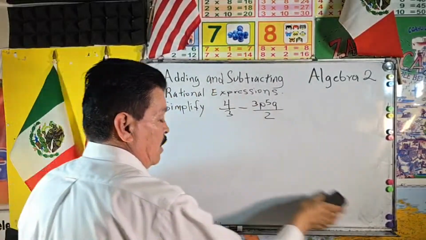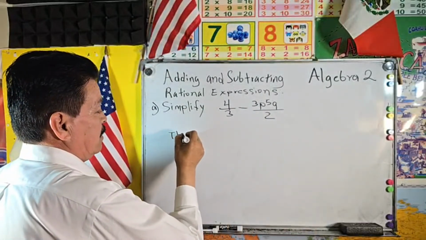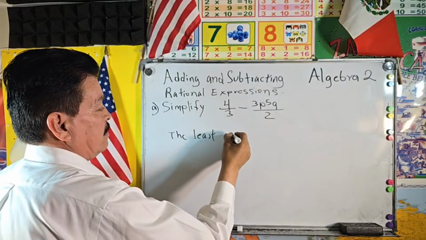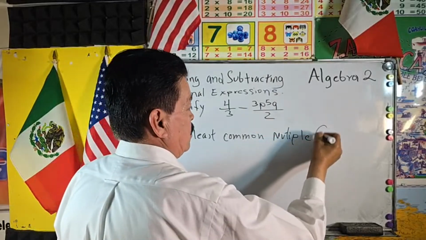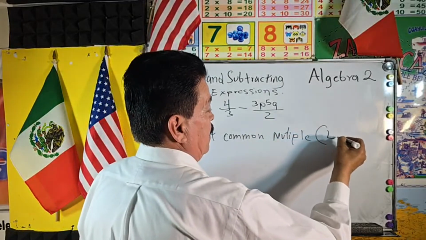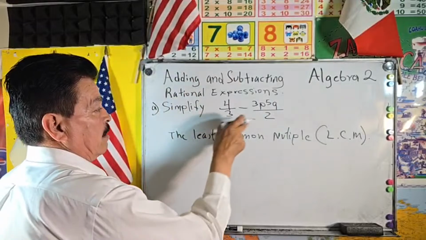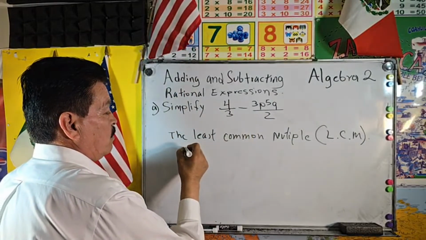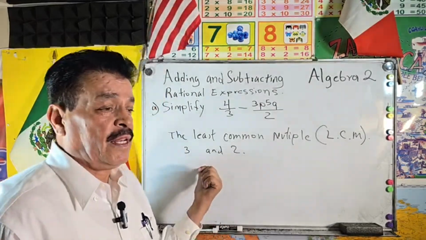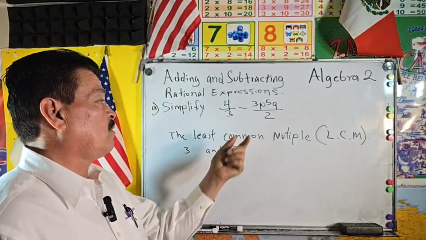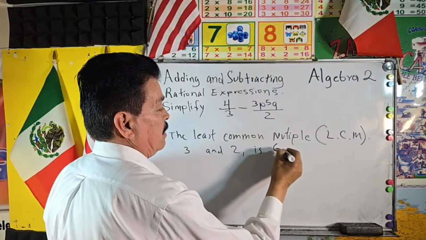So to find this, remember, I will show you how to find the least common multiple. We write it: least common multiple. In our problem, it is the least common multiple of 3 and 2. What is the least common multiple of 3 and 2? Immediately we know it is 6, right? So it's 6.